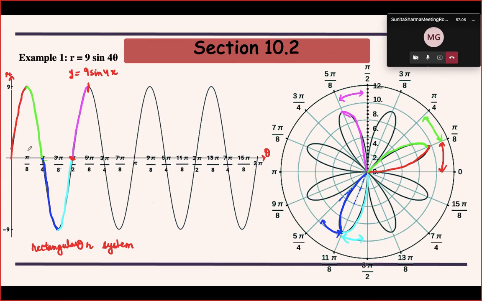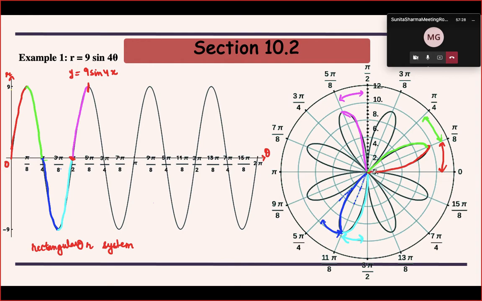Now let's see if we translate this rectangular grid into the polar grid. How do we make the graph? From 0 to pi by 8, the value of r increases from 0 to 9. So at theta equal to 0, your r is 0. That means this is your starting point.